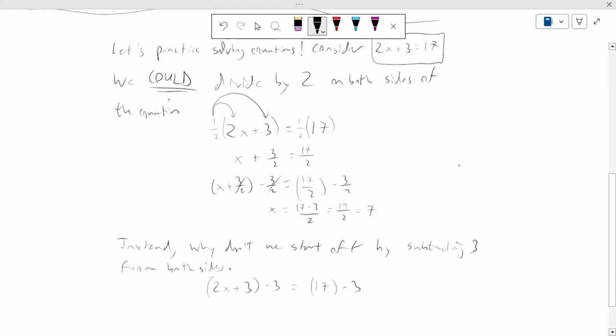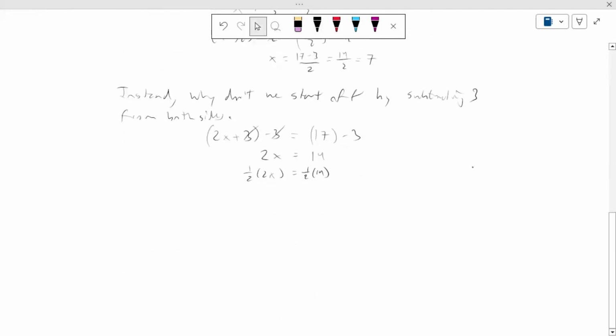Okay? If I do that, well, this 3 cancels off with this one. They subtract to 0. I have 2x left over on the left-hand side. Over here, 17 minus 3 is clearly 14, right? And then now I can divide by 2 on both sides, right? So I'll have 1/2 times 2x, the same thing as 1/2 times 14, okay? And then 1/2 times 2 cancels to 1, so I just have x left over. 1/2 times 14 is 7, right? So x equals 7. And that just looks a lot nicer, right?